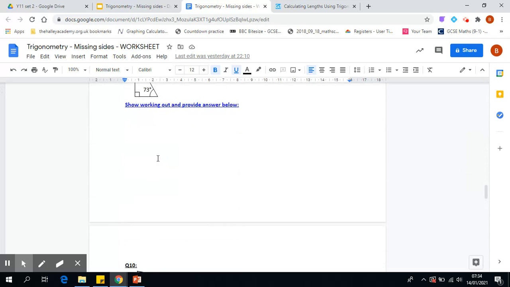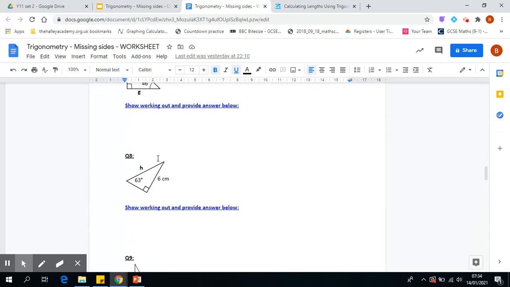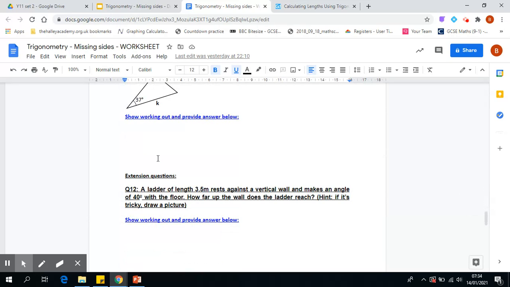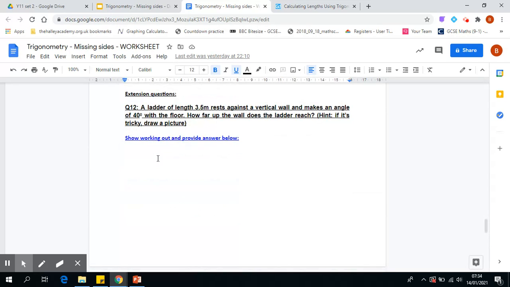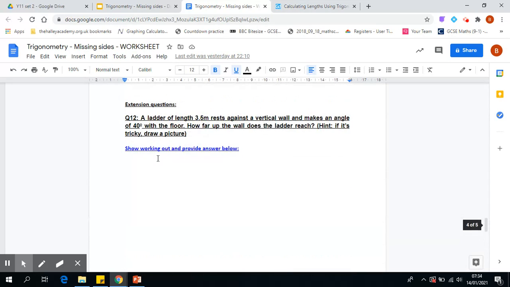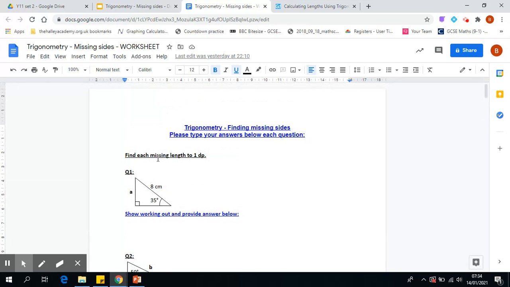You need to complete at least 10 questions. I repeat, you need to complete at least 10 questions showing all the working out. The extension questions are grade 5. Questions 1 to 11 are grade 4. You may use slide 1 to look at the success criteria.